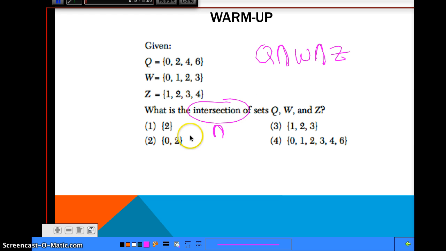Intersection means what numbers do all of them have the same of that are in common or duplicates. It looks like only these two have 0, these two only have 1. We've got 2, 2, and 2. These guys only have 3, these guys only have 4, and that one only has 6. So the intersection is choice 1, which is 2.